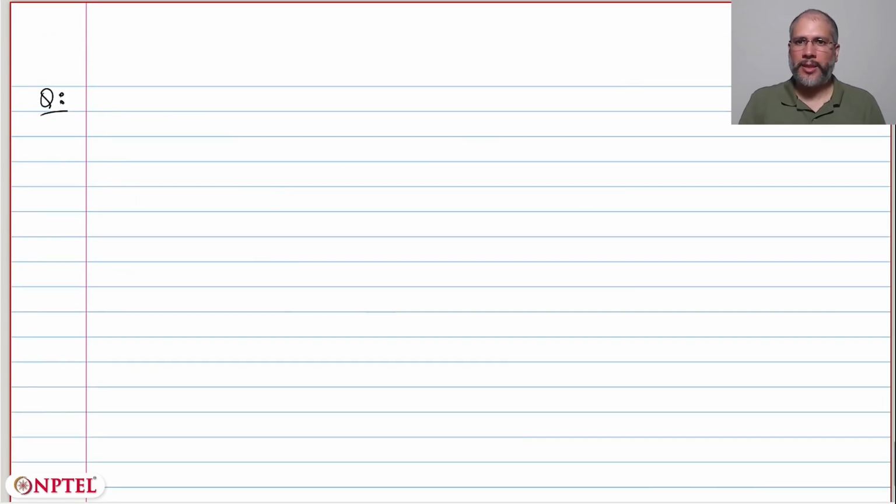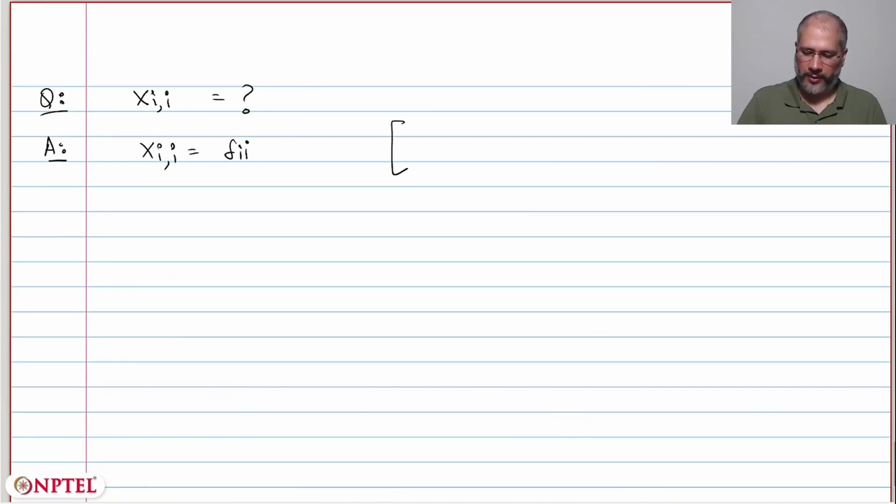Now that we know what xi comma j is, what would it be if I write xi comma i? Since xi comma j was delta ij, xi comma i becomes delta ii. And what is delta ii? That's easy to figure out: this is 3, from the expansion using the summation convention. This becomes delta 1 1 plus delta 2 2 plus delta 3 3, which is a 3.